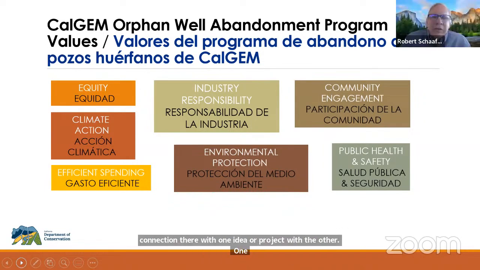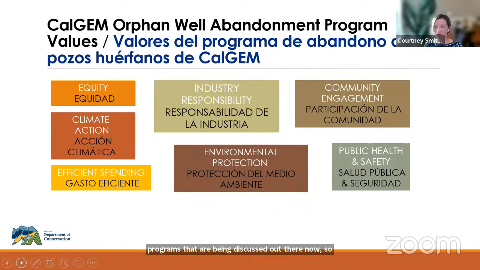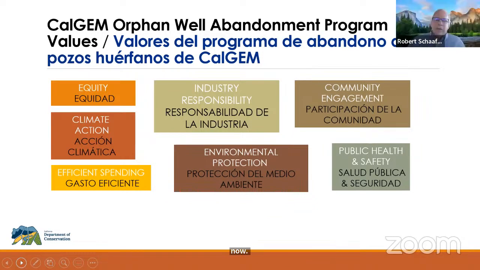There is a connection in the fact that idle wells can be used for carbon sequestration. However, we have so many idle and orphan wells, we have more than enough for at least the programs that are being discussed out there now. So we're going to have, yeah, go ahead. Let me add to that.